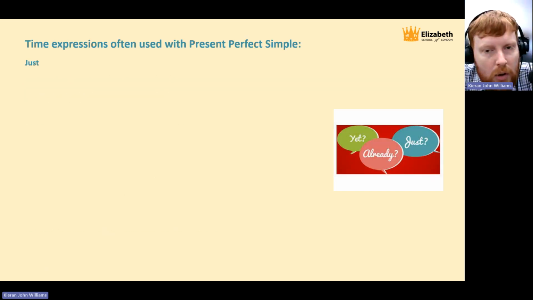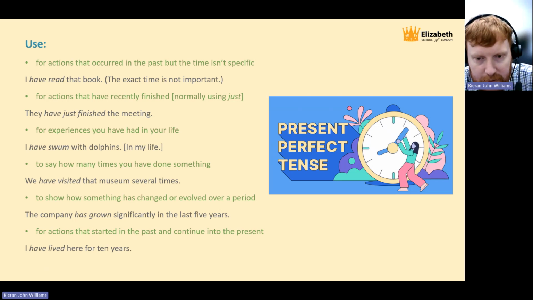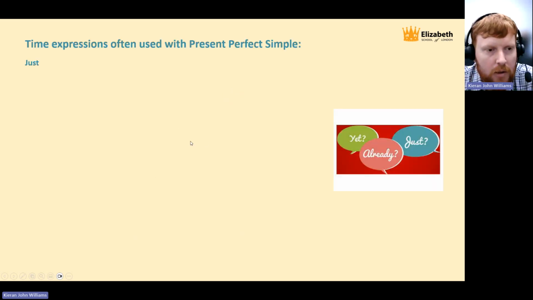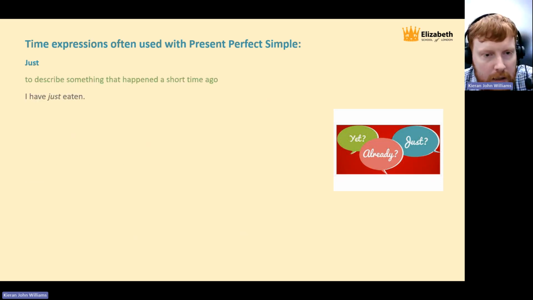So that can sometimes be quite difficult to understand. It is sometimes quite useful to think about the words that we use with it. We've seen that we've used the word just here. If you're using just, you're probably going to be using present perfect simple too. Just is when you have described something that happened a short time ago. We've already discussed that. So, I have just eaten. If you see someone who looks full, then you could say that they have just eaten.